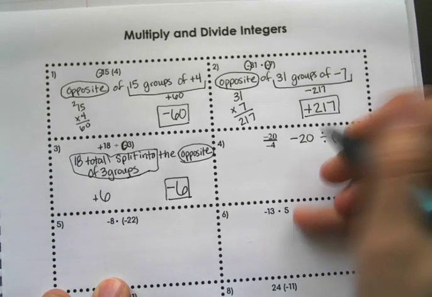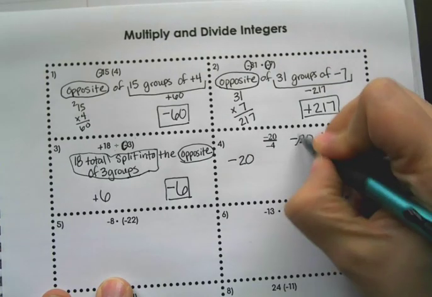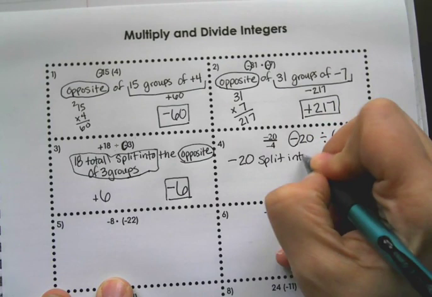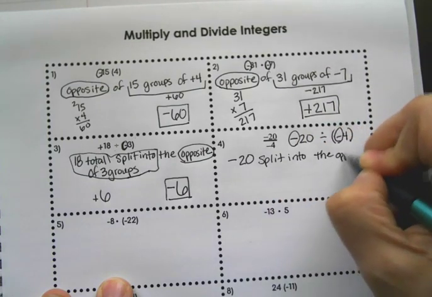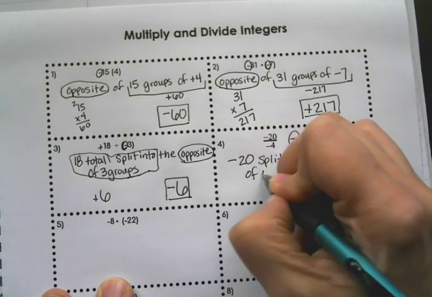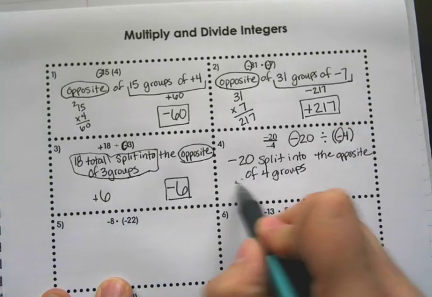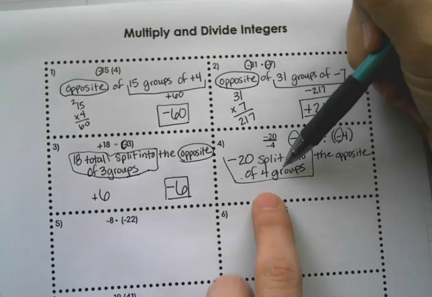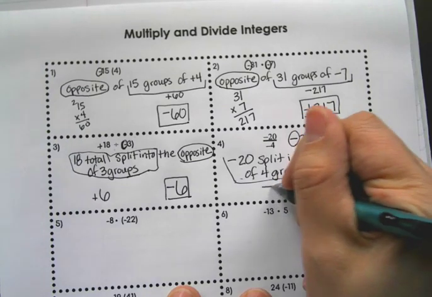So rewriting this, this would be 20 negatives split into the opposite, because this is the opposite, of 4 groups. So again, if we take the 20 negatives, split it into 4 groups, the only thing that's in my 4 groups are negatives. So I know my value here is negative.